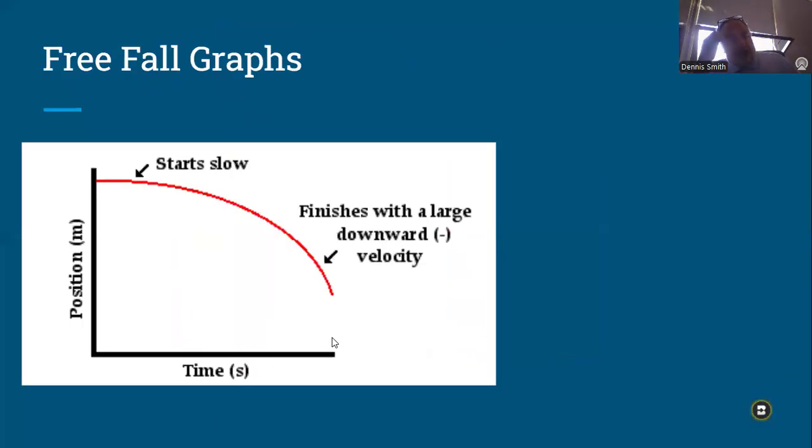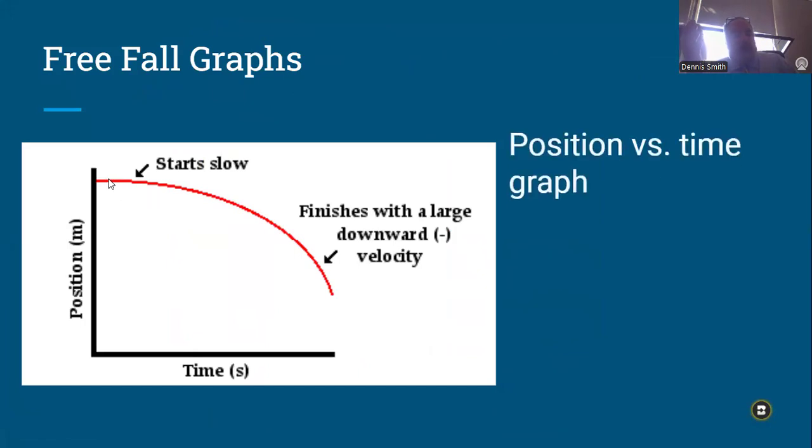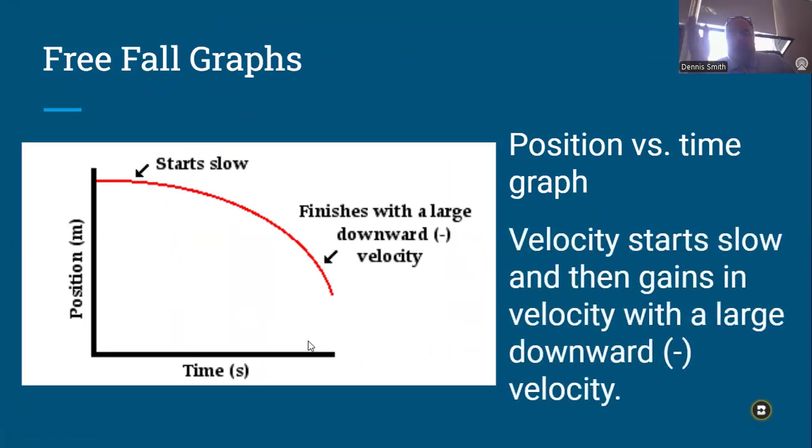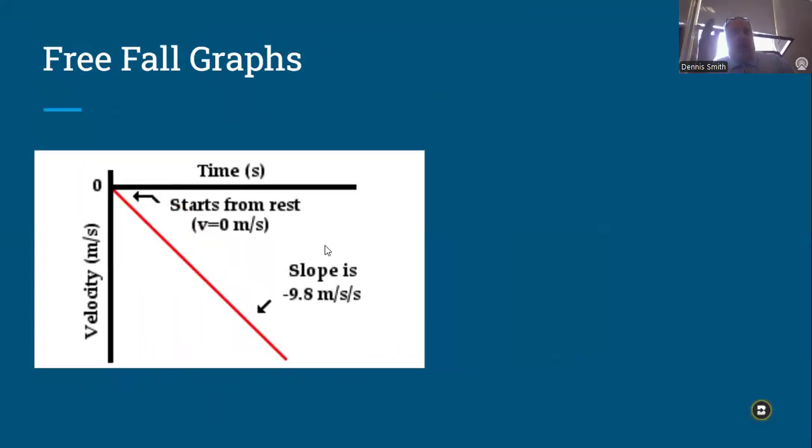Okay. And looking at these free fall graphs, the position time graph starts very slowly. And then over time, gravity starts to take over. It starts to accelerate. It's accelerating positively, but the velocity is going to be negative in nature because it's coming back down. Okay, so velocity starts slow and then gains in velocity with a large negative downward velocity.